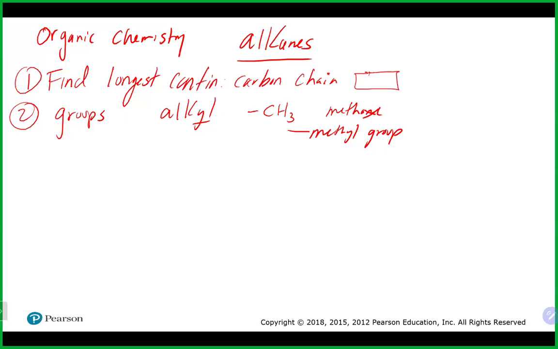Once you have the longest carbon chain, that should be the base of your name. You want to then, like I said, identify all the different groups. Remember as well, we could have some halogens there, some fluoros, chloros, bromos, iodos. Then the next thing you want to do is number the longest chain.